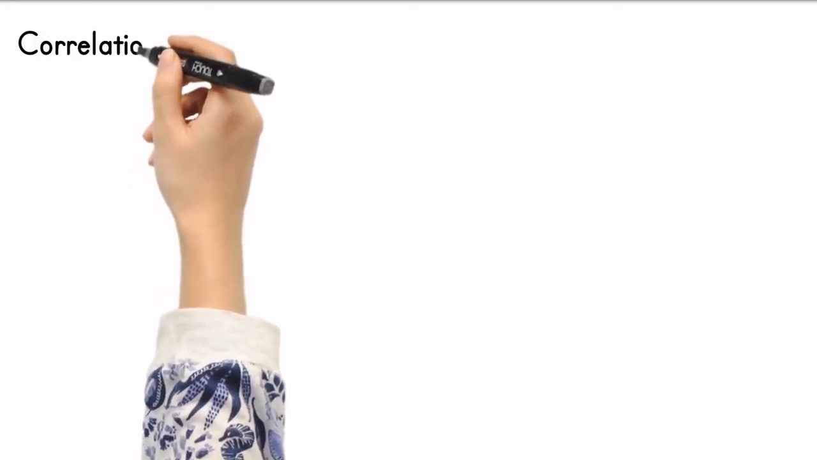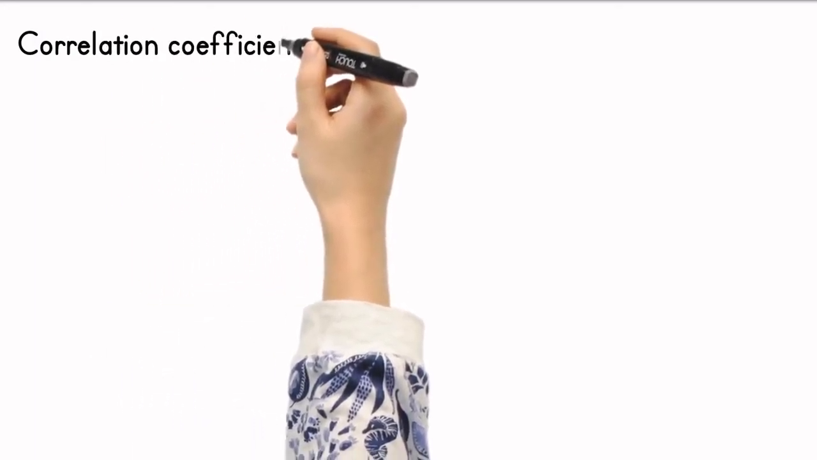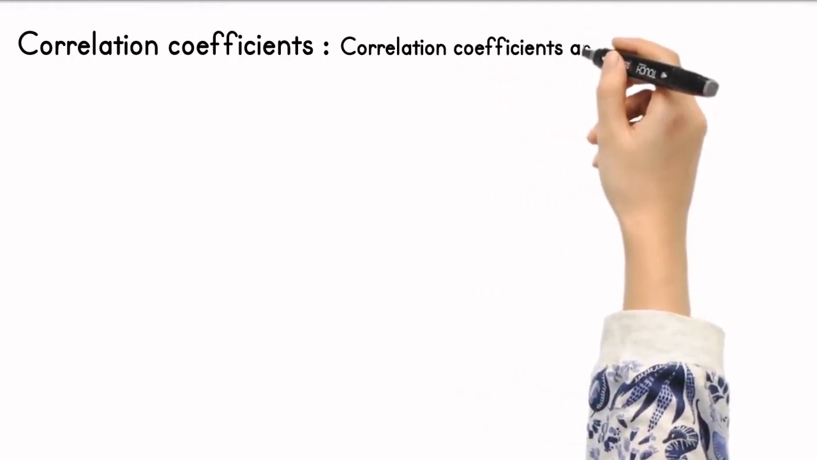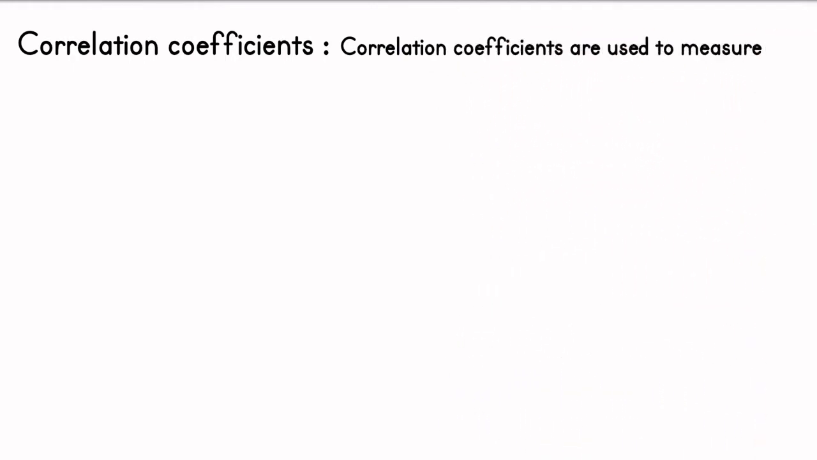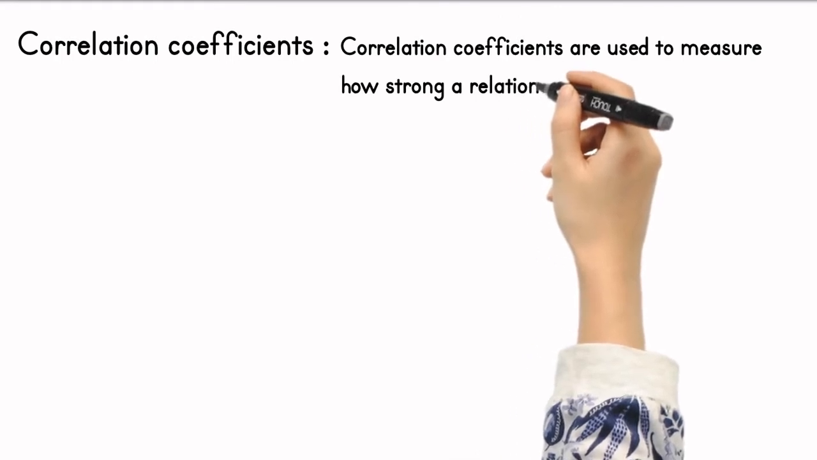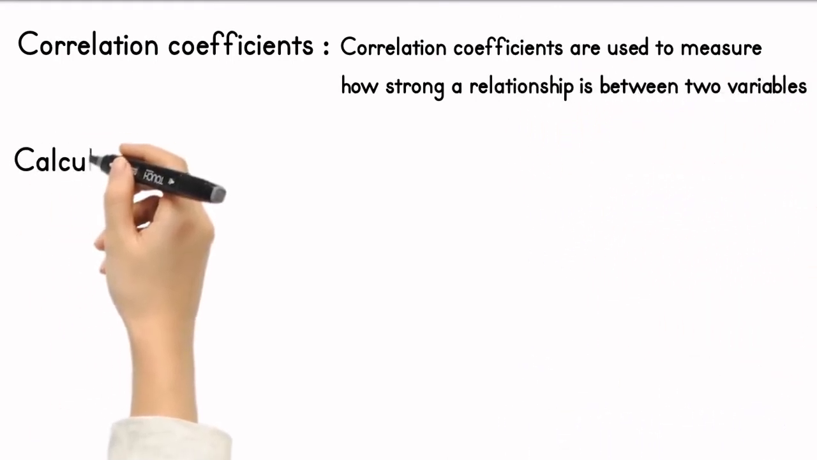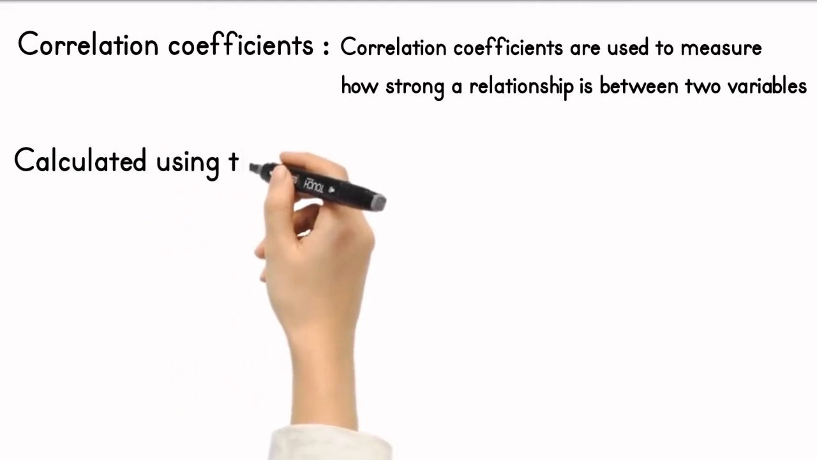Correlation coefficients are used to measure how strong a relationship is between two variables. There are several types of correlation coefficient, but the most popular is Pearson's. Pearson's correlation, also called Pearson's R, is a correlation coefficient commonly used in linear regression.